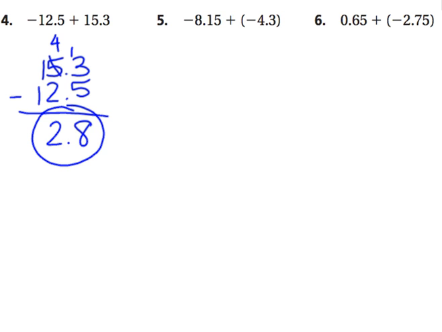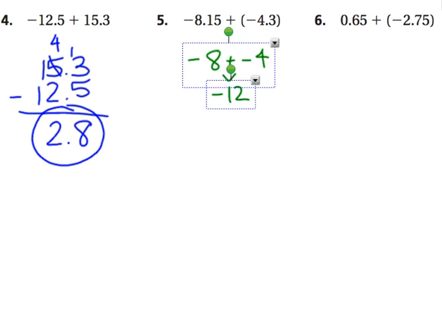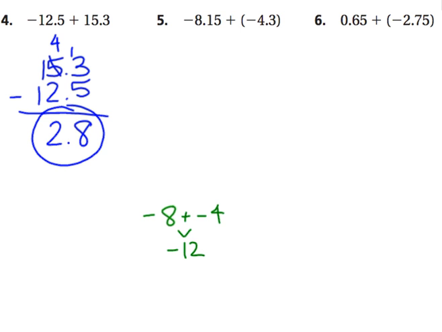All right, number 5, these have the same signs, so my final answer will also be negative. We can do a quick estimate. -8 plus -4 would be -12, so we're looking for something close to -12. Okay, we'll set that off to the side to compare to.